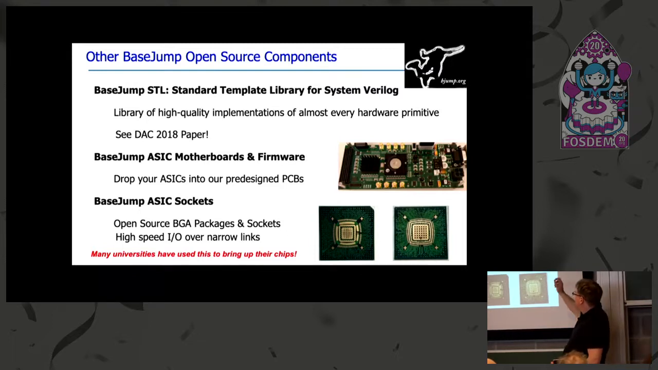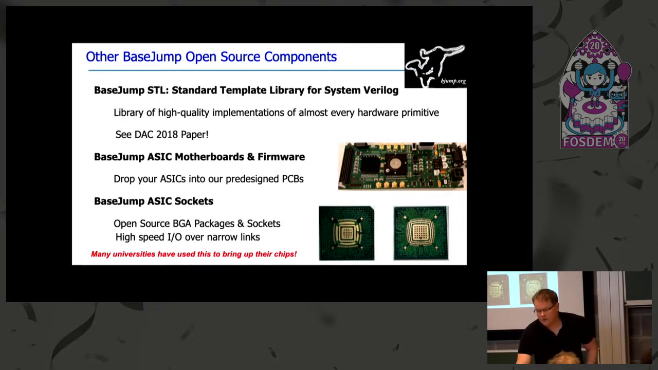We also have open source motherboards. So you can design your ASIC to a particular interface standard that we specified, and then you can just take your ASIC and plug it into a socket, and it'll just work with this board. So you don't have to go and design a board in order to use the silicon that you developed. We also have open source BGA packages. These are much higher pinout than you can get off the shelf. So if you design your chip to this interface standard, this ASIC socket standard, then you can get much higher performance bandwidth out of your piece of silicon than you would on your own.